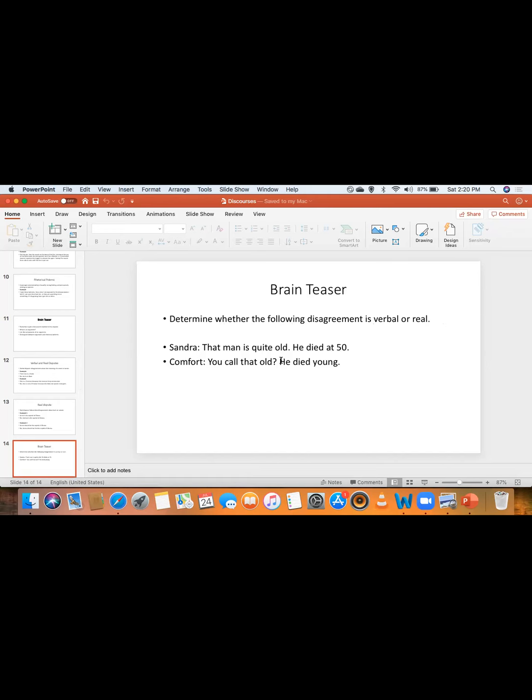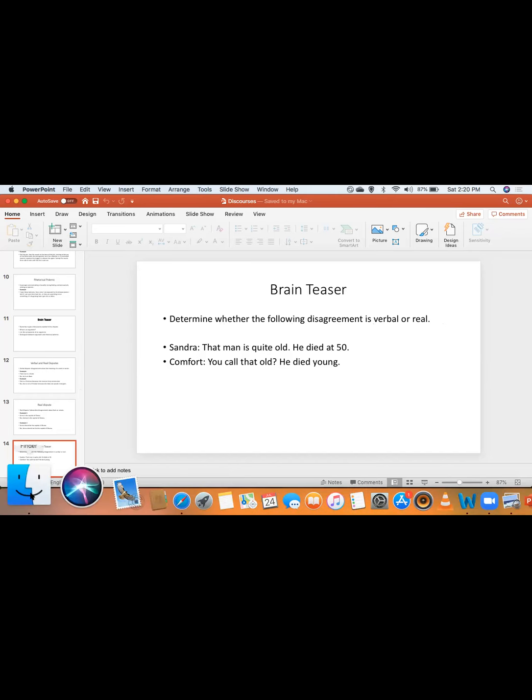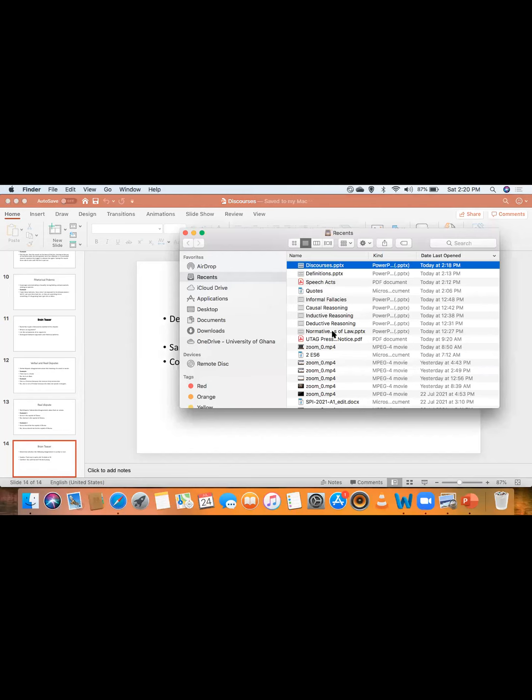After discussing discourses, we discussed the normative and the empirical, metaphors and proverbs, and then senses of law. So let's look at the slide, the normative and the empirical.